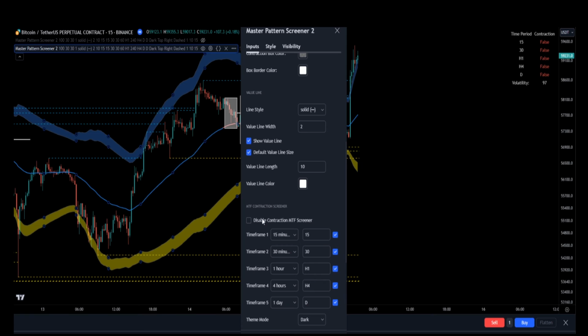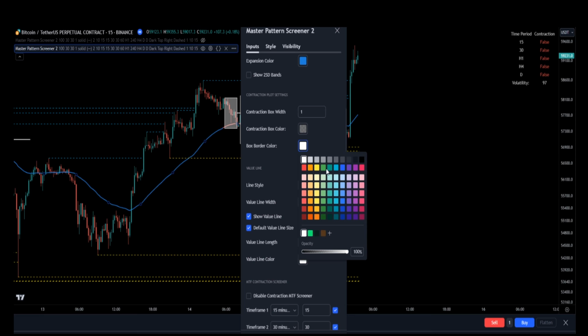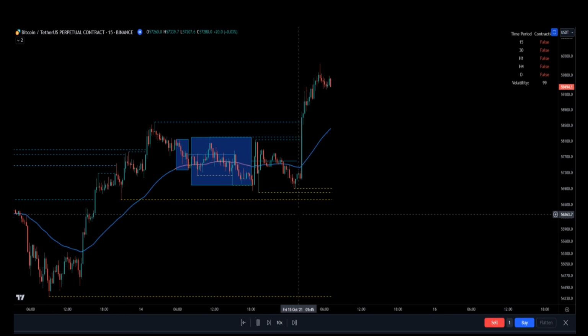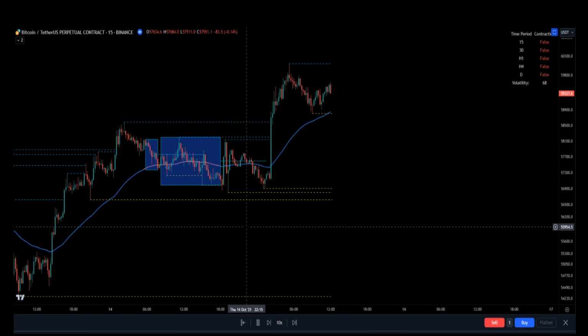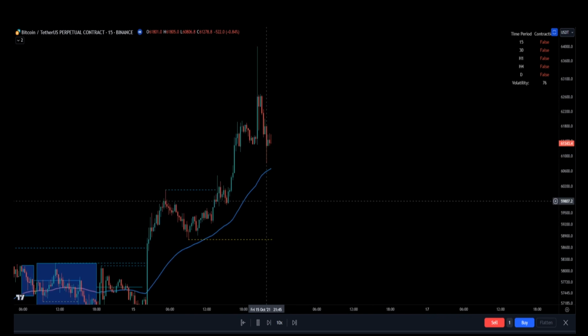Here I will show myself customizing the indicator and using it for a moment. I'm changing the contraction box color and the value line color. Next, I will show some trade examples you could place with this indicator and the Forex Master Pattern framework.